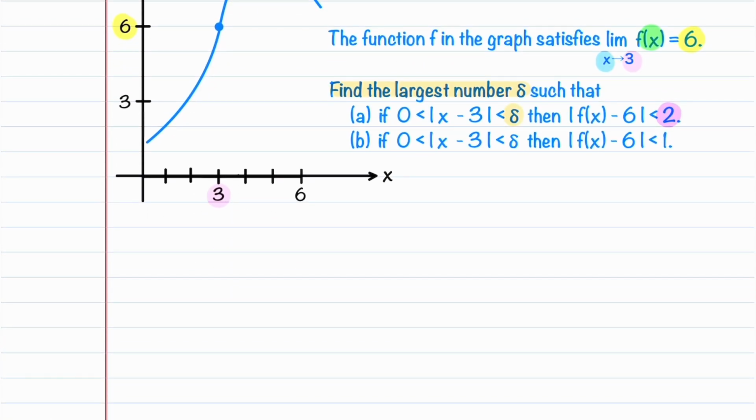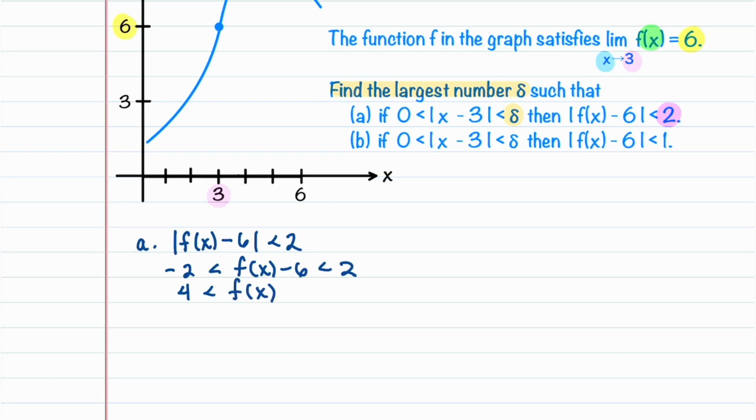To find delta in part A, we're going to begin with the then part of the statement. Our then part says that the absolute value of f of x minus 6 is less than 2. Let's get rid of the absolute value and write this as minus 2 is less than f of x minus 6 is less than 2. Let's add 6 to all three pieces, and we end up with 4 is less than f of x is less than 2 plus 6, which is 8.